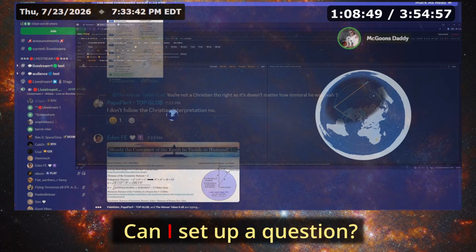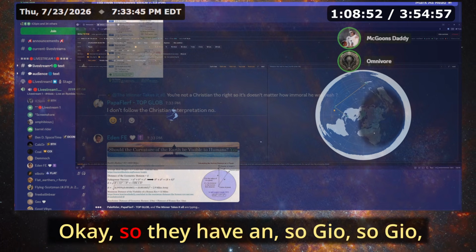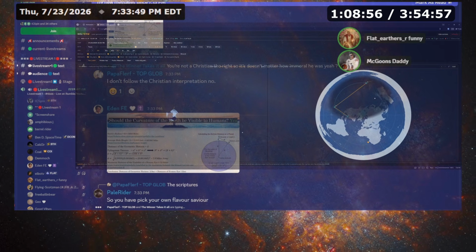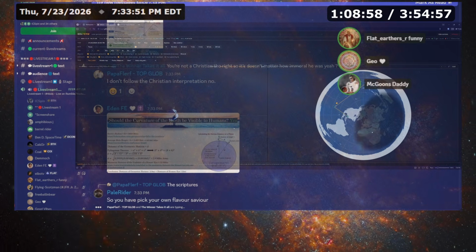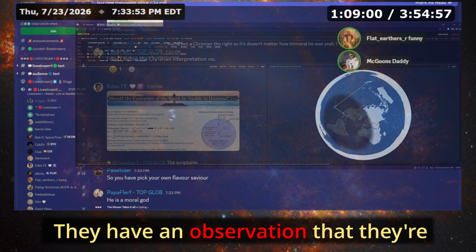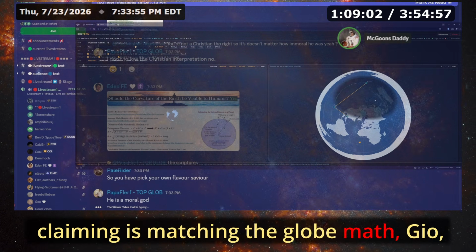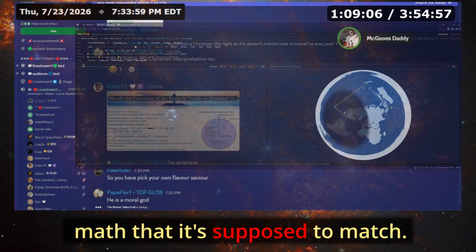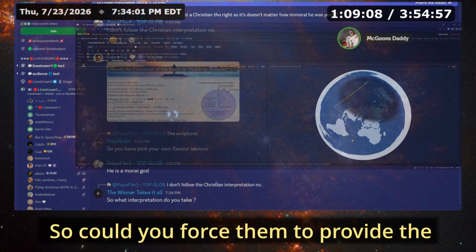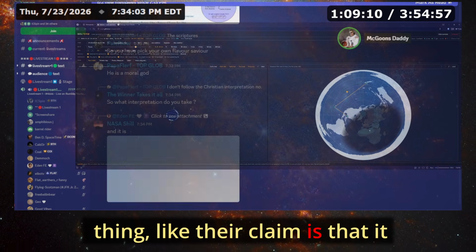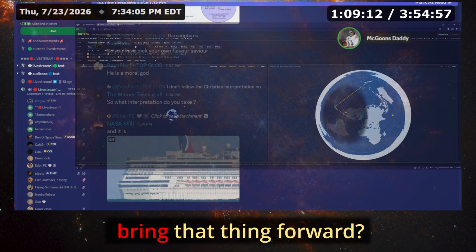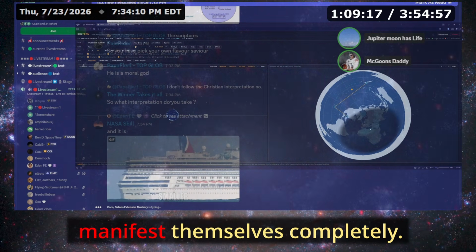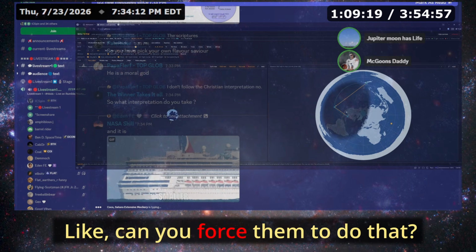Can I set up a question? I have a clarifying question. They have an observation that they're claiming is matching the globe math, Gio, but they're not actually providing the math that it's supposed to match. So could you force them to provide the thing? Their claim is that it matches this thing, and I say, can you bring that thing forward? And then they won't bring it. So it's like a claim that they can't even manifest themselves completely. Can you force them to do that?